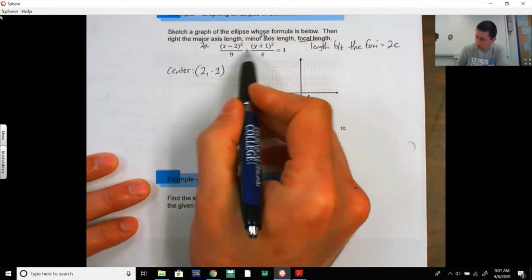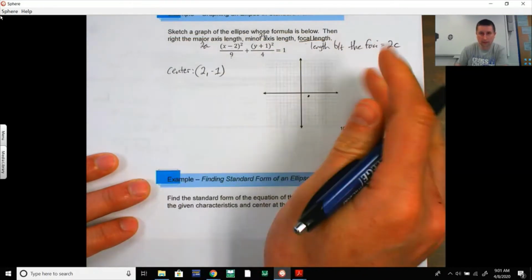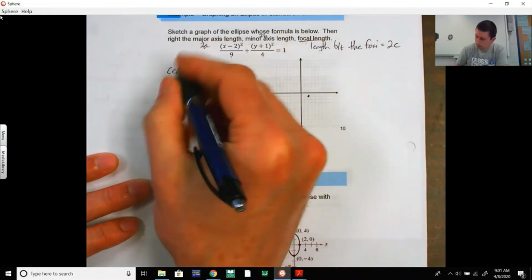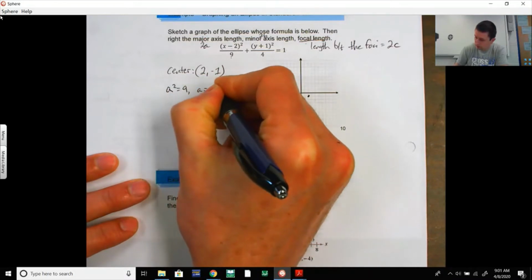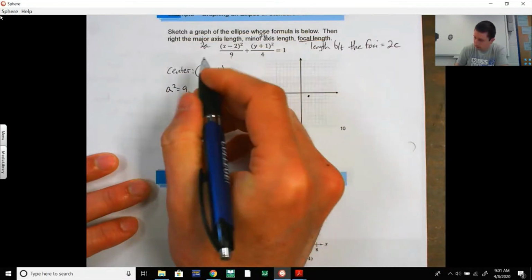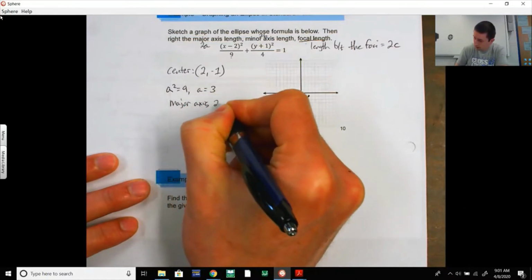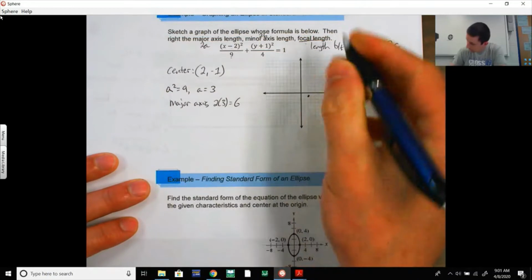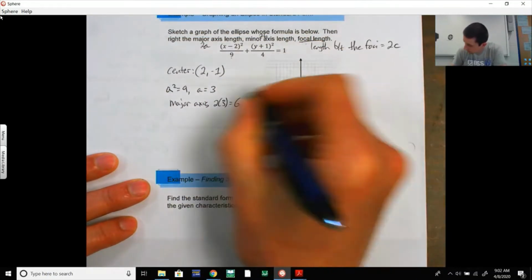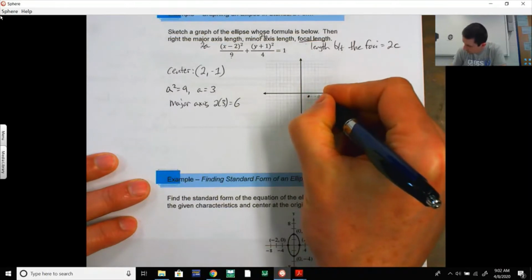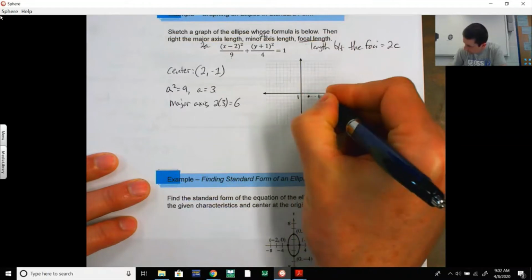Okay, so I look. My larger number is underneath the x. That means I have a horizontal ellipse. So a squared equals 9, so a equals 3. That makes our major axis 2 times 3, 2 times a, which is 6. From my center, I'm going to go 3 units right, 1, 2, 3, and 3 units left, 1, 2, 3. I'm going to put little tick marks there.